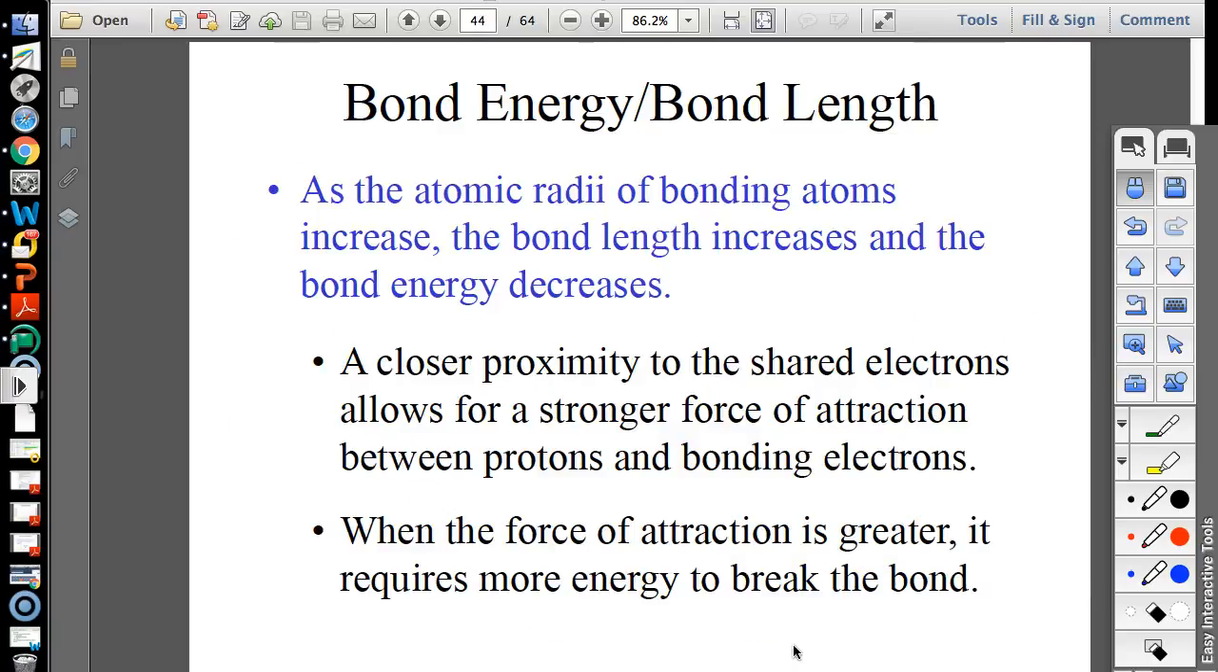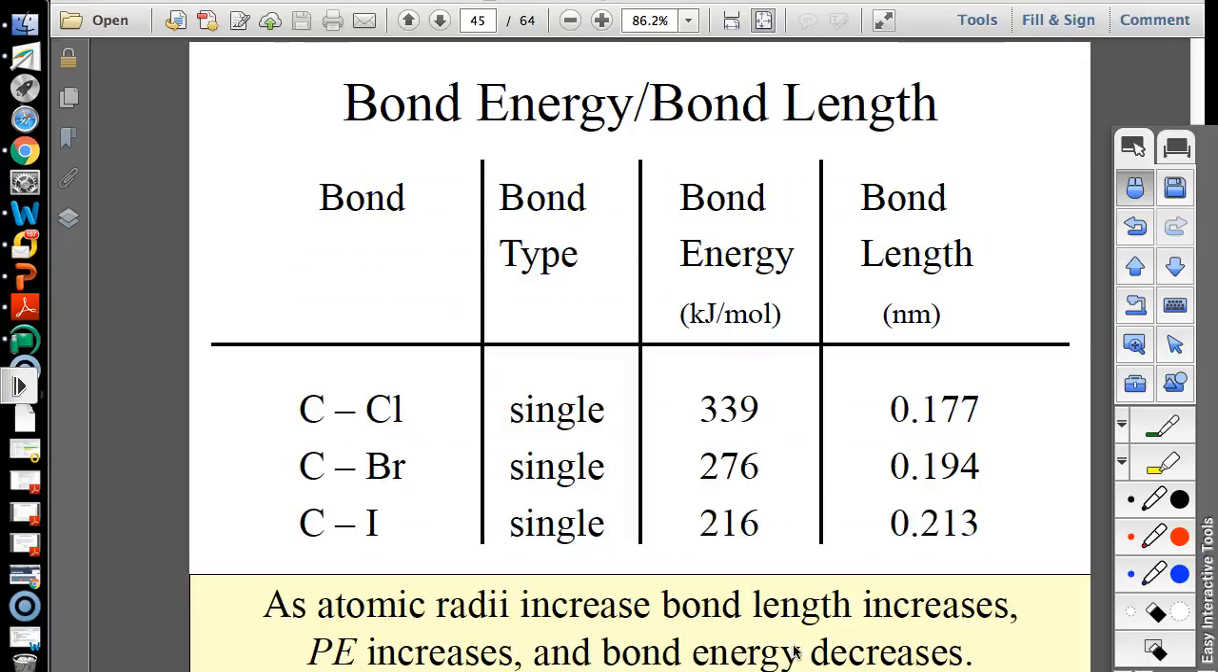But so, bond energy and bond length. As far as the size of the atom that is actually in the bond, the bigger the atom, the lower the Coulombic attraction, because they are farther apart. Remember distance. If I have magnets farther apart, they're not going to be as attracted to each other. So closer proximity means you have a stronger force of attraction.